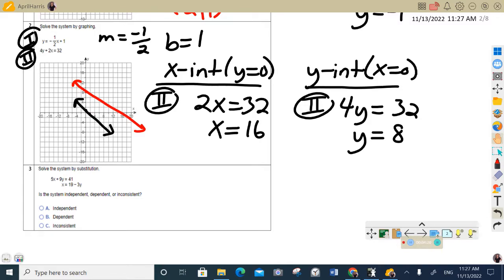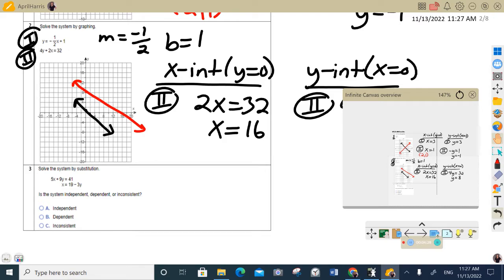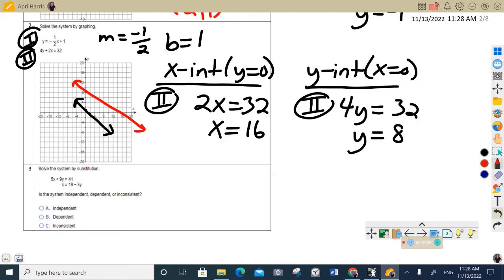So these lines actually do not cross because they have the same slope. Because if I count down from this red line, if I go down 8 and over 16, that slope is negative 8 over 16, which is a slope of negative 1/2. So the second equation and the first equation are parallel lines. They have the same slope, so they never intersect, so there's no solution, and that's called an inconsistent system.